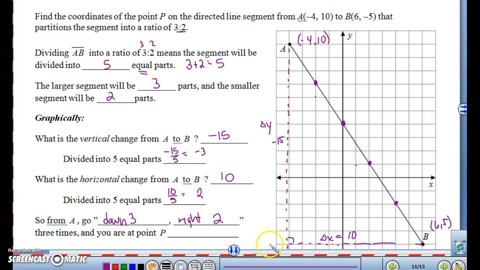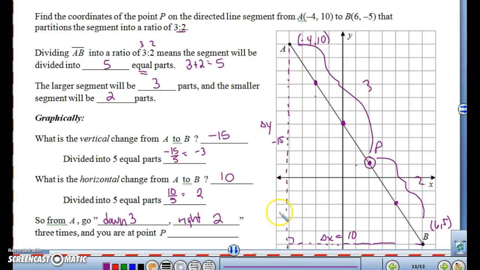Now, if we want this to be in the ratio of 3 to 2, we want one segment to be 3 parts and the other segment to be 2 parts. So if we look at the way this is split up, from here to here, that would be 3 parts, and this would be 2 parts. So what point splits it into 3 parts and 2 parts? Well, let's see. We went down 1, 2, 3, it would be this point right here. That would be point P.